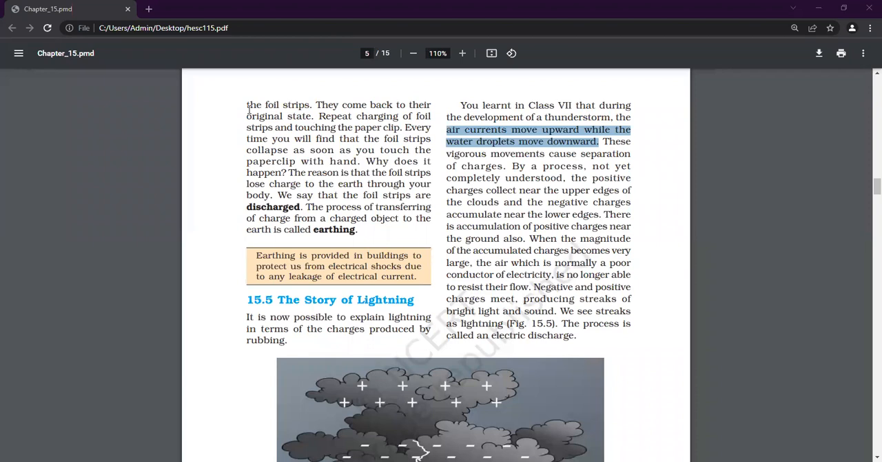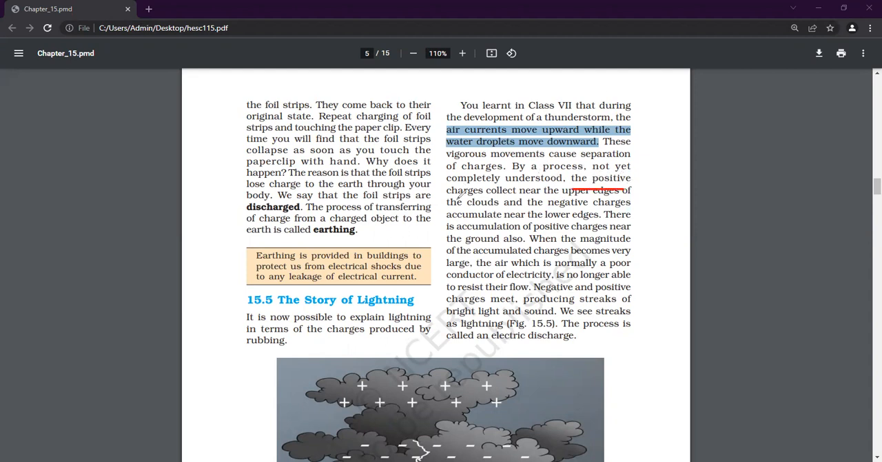Yes, so all of you can see these vigorous movements cause separation of charges. Separation of charges means they get separate charges, by a process not yet completely understood. All of you see what is written here, by a process not yet completely understood. How they are getting the opposite charges, this process is still not understood, but we know that they are getting the charges by rubbing against each other.